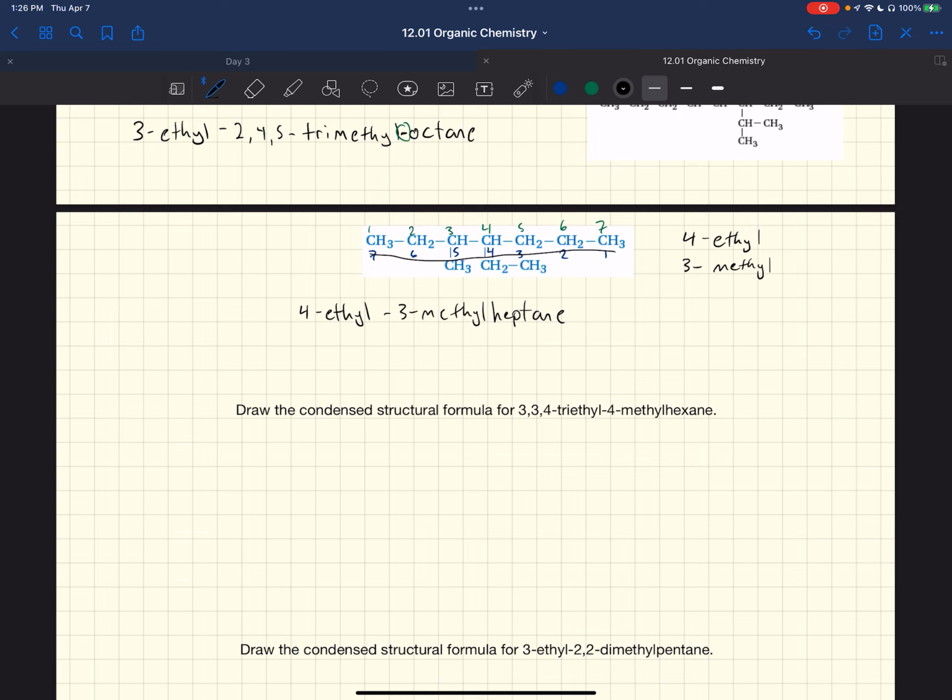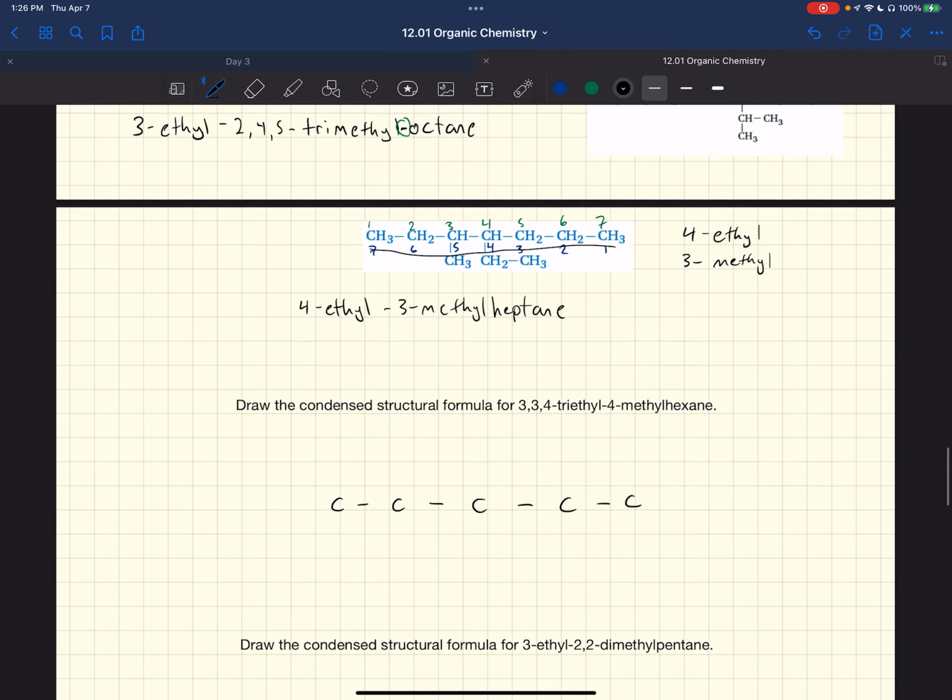All right, give this one a try. Condensed structural formula for 3,3,4 triethyl 4-methyl. So the way that I'm going to approach this one is I'm going to do my hydrocarbons first. And you'll notice that when I do these, I'm leaving plenty of room in between here and the dash, so that I can fit any hydrogens in that I need. So this is a hexane, so I need 6 carbons in my backbone.